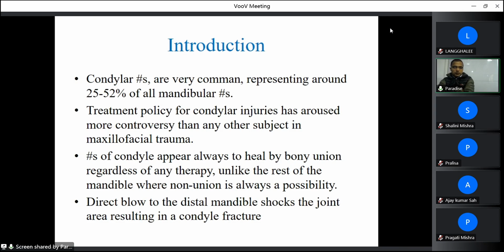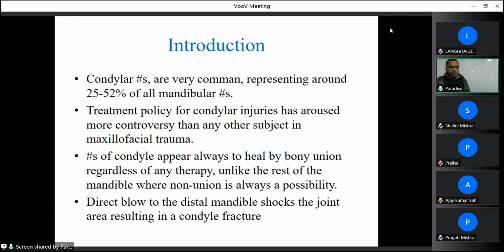Okay. So a fracture of the condyle always appears to heal by bony union regardless of any therapy, unlike the rest of the mandible where non-union is always a possibility. There is sufficient, abundant blood supply due to attachment of the lateral pterygoid muscle. The chances of non-union are very rare, unlike other parts of the mandible where if interfragment mobility is there, the fracture will go into non-union. So such a complication as non-union does not happen in case of condylar fracture.